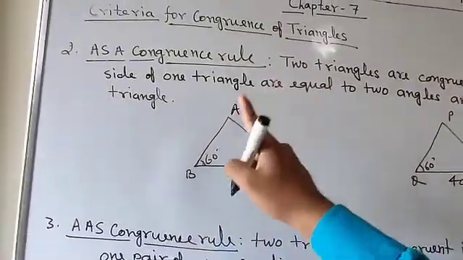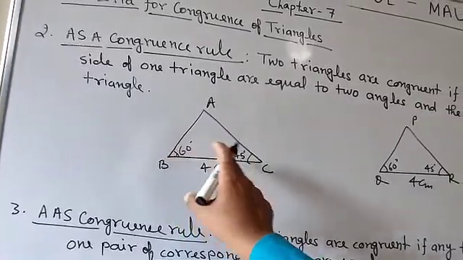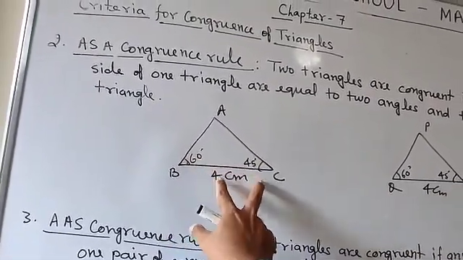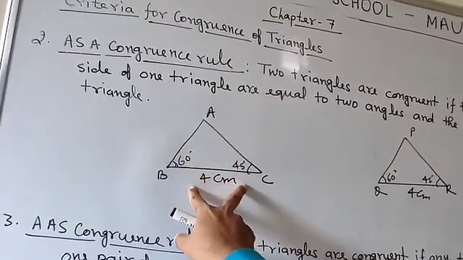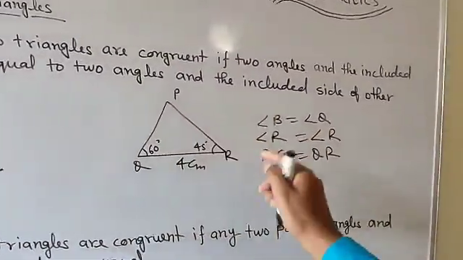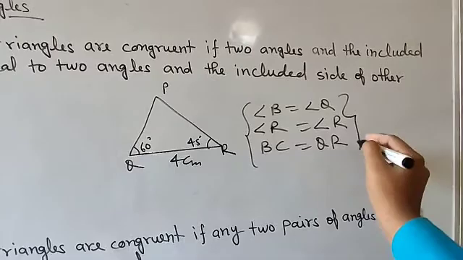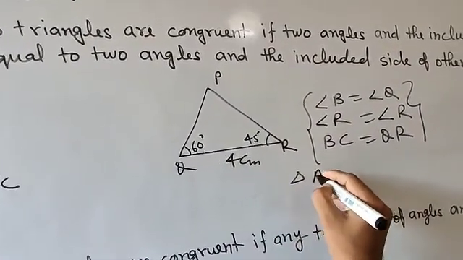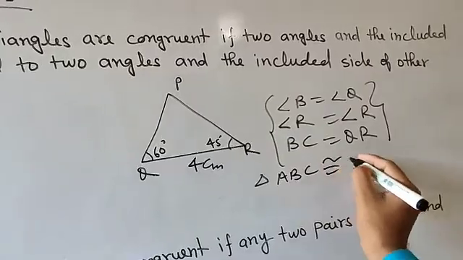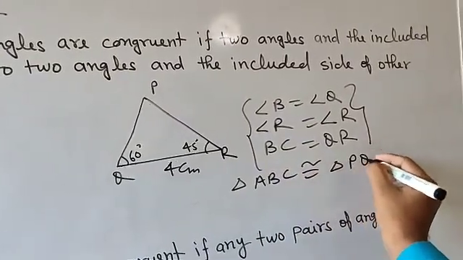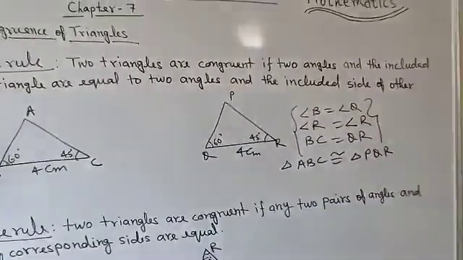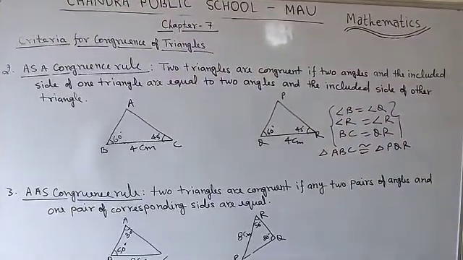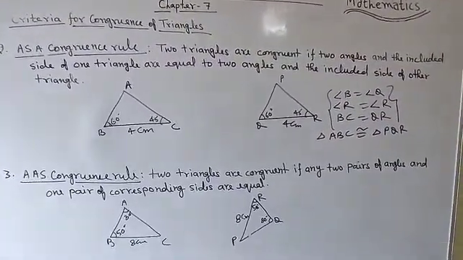So included side means the side on which both the angles are formed. If you get this condition in any two triangles, then you can write that both the triangles are congruent. So here you can write triangle ABC is congruent to triangle PQR. This criterion is called the ASA congruency rule.